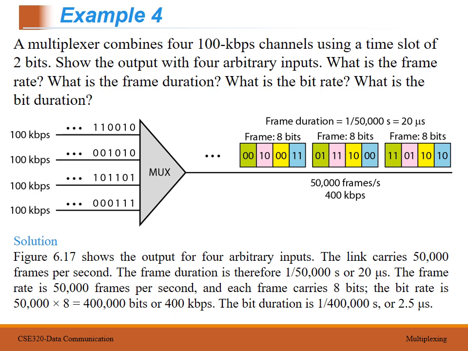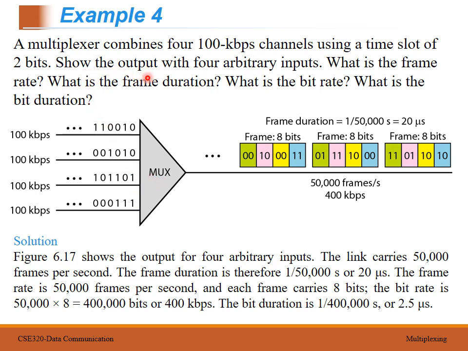So here is example 4. It says a multiplexer combines 4 100 kbps channels using a time slot of 2 bits. So here is 100 kbps, 100 kbps, 100 kbps, 100 kbps. So these are the 4 channels. And using a time slot of 2 bits means we will send 2 bits to the multiplexer at a time from each channel: 2 bits from this channel, 2 bits from this channel, 2 bits from this channel, 2 bits from this channel.